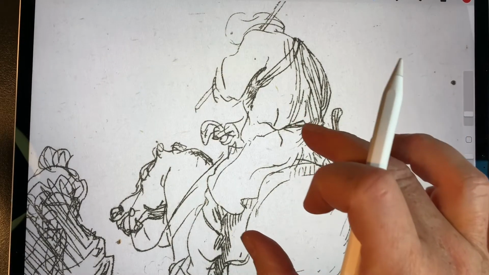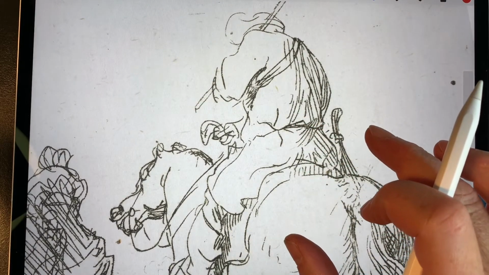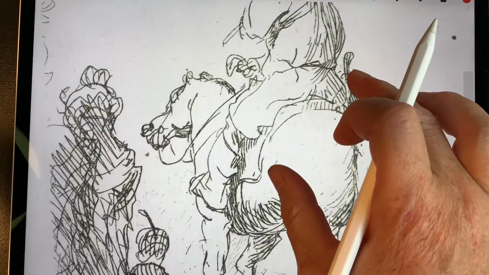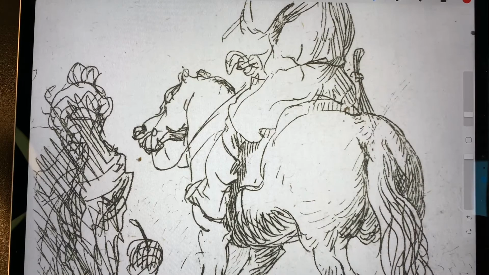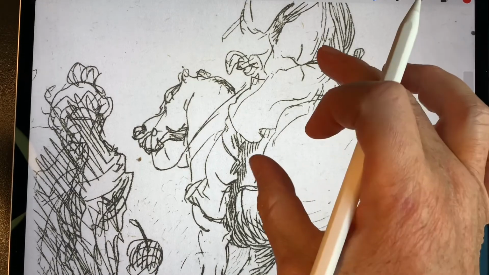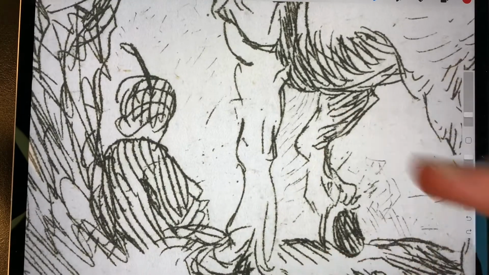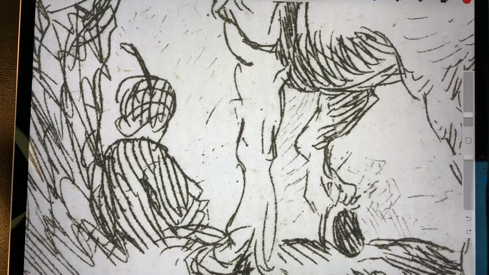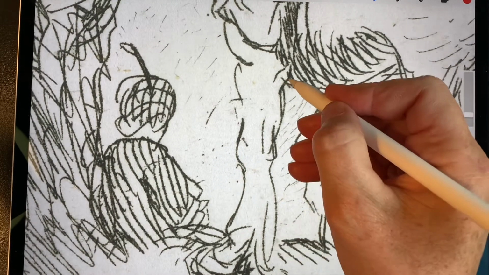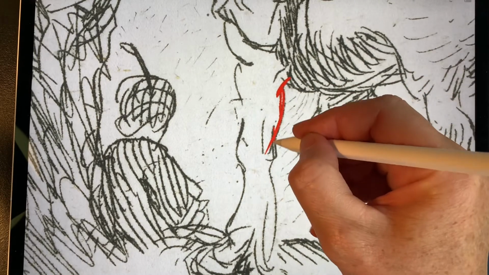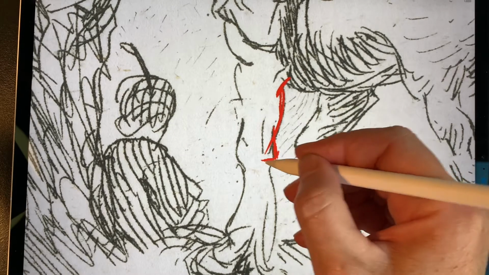This is a sketch by Rembrandt. Let's take a closer look at it and dive in. Where does he work with line bundles? I make an example. Maybe the easiest way to look at it are the legs. I have one stroke, another stroke, a third stroke.